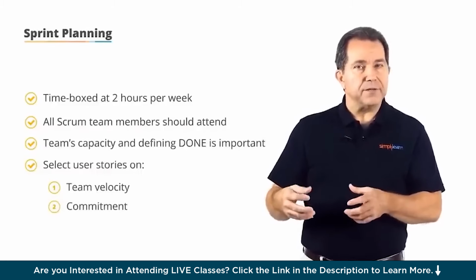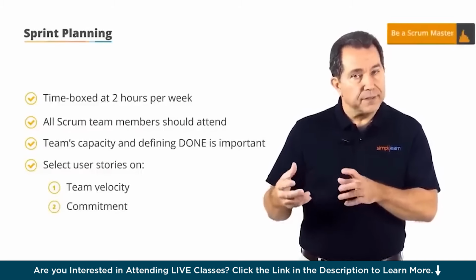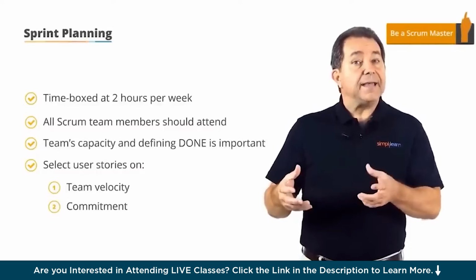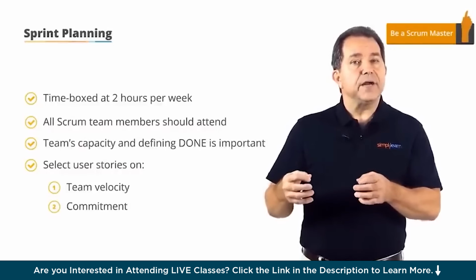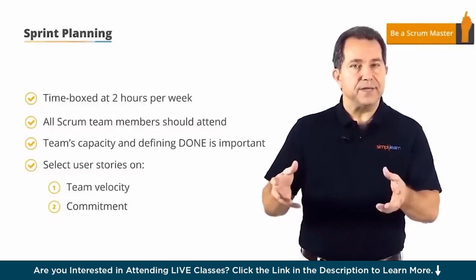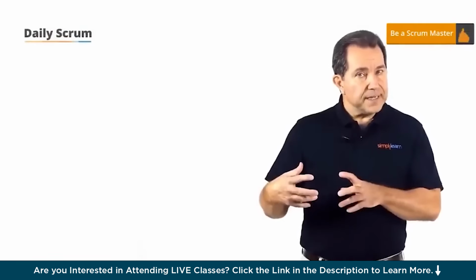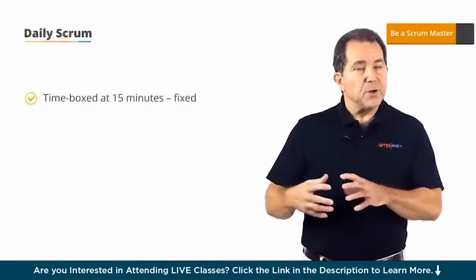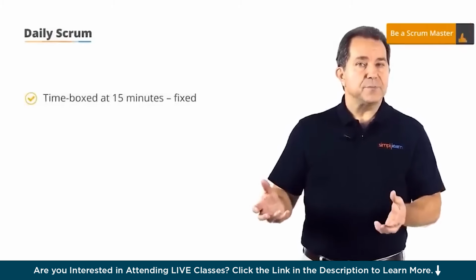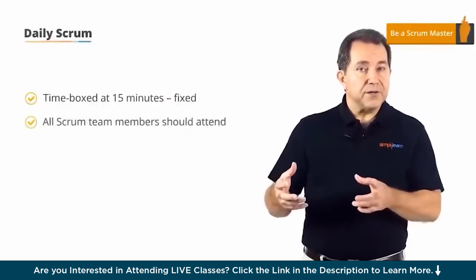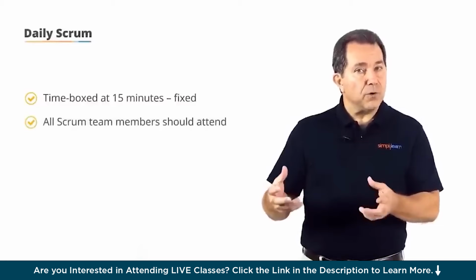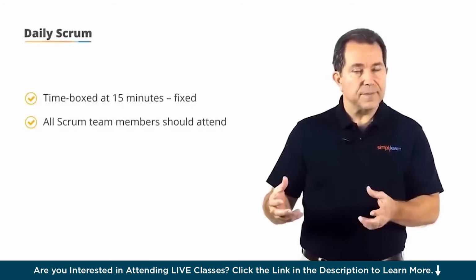Team buy-in is critical, and the goals of the sprint should be clearly understood, and the desired outcomes should be clearly articulated with the definition of done. Then there's the daily Scrum. The time box for the daily Scrum is 15 minutes, regardless of the duration of the sprint length. The entire Scrum team, including all roles, should attend the daily Scrum.